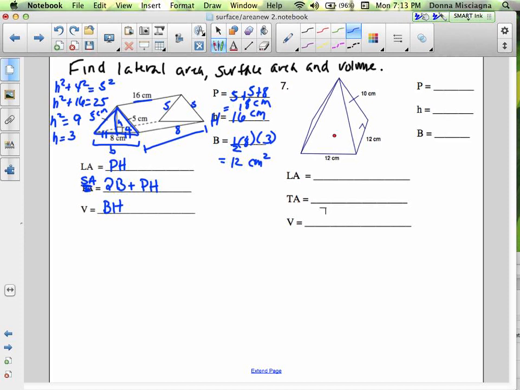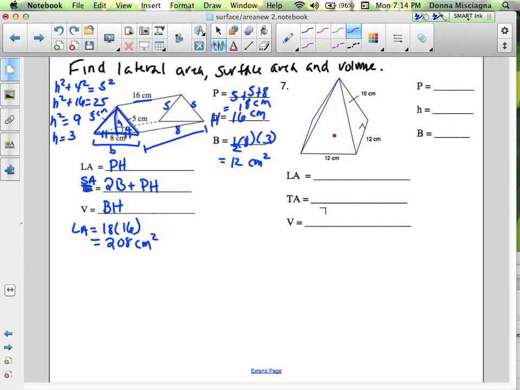You have some extra space on your notes as well, and you can use the back side. I'm going to try not to crowd my work up too much here. So the lateral area here is going to be the perimeter, which is 18, times the height of the prism, which is 16. And so that's going to give us 208 centimeters squared for the area of those three rectangles that make up the sides of the prism.